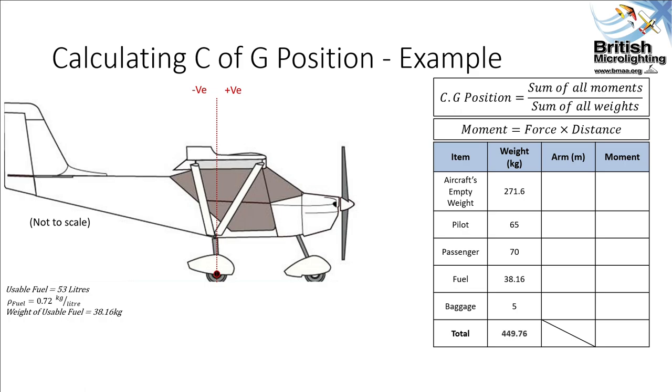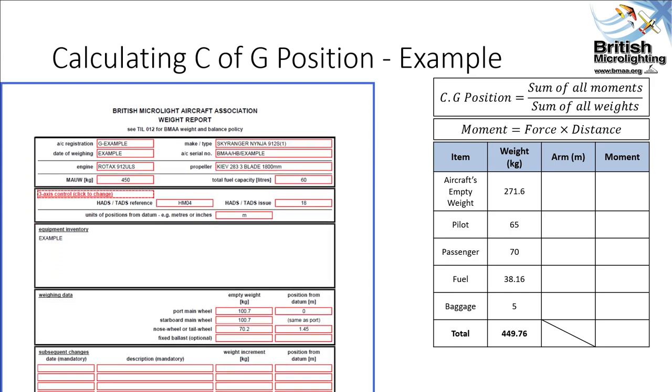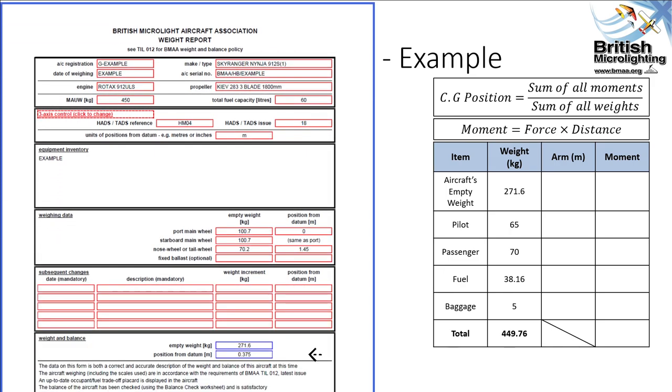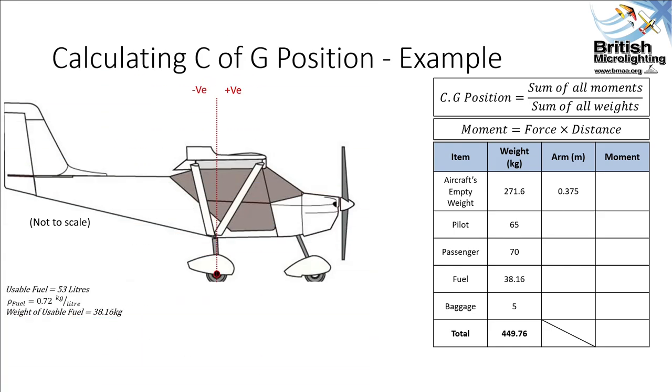Now we know the weights, let's determine the moment arms for each item. The moment arm for the aircraft's empty weight is also the aircraft's empty CG position, and this can be found on the aircraft's weight report. For this aircraft, as stated, the empty CG position is 0.375 meters. Note, this number is positive, so the empty CG point must be forward of the datum.